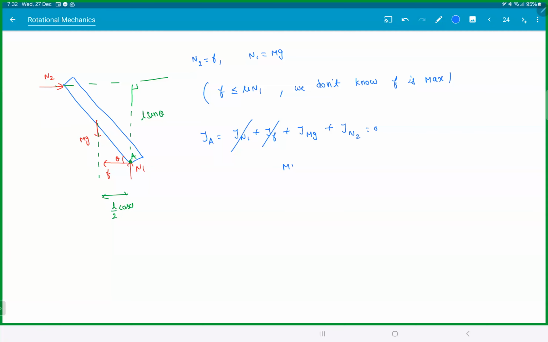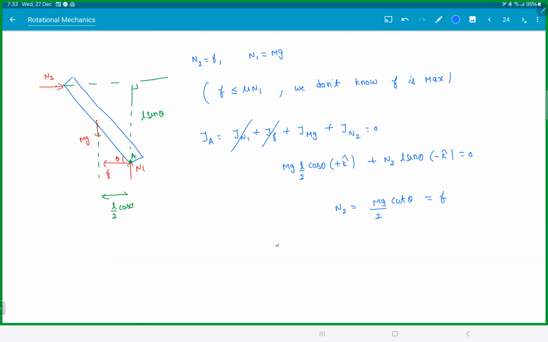So the torque of mg will be mg, L by 2 cos theta, k cap. For N2, the perpendicular distance is L sin theta, minus k cap, is 0. From here we get N2 is equal to mg by 2 cot theta. N2 has come, friction has come. So we are done with this. We got all the N and F values.